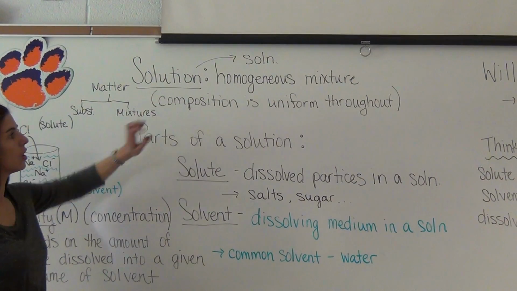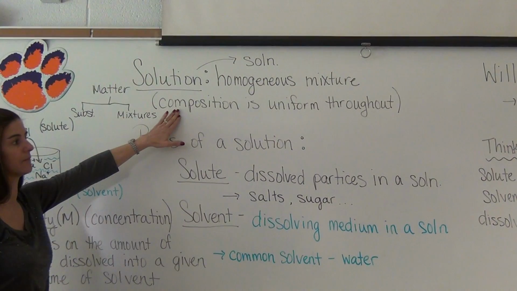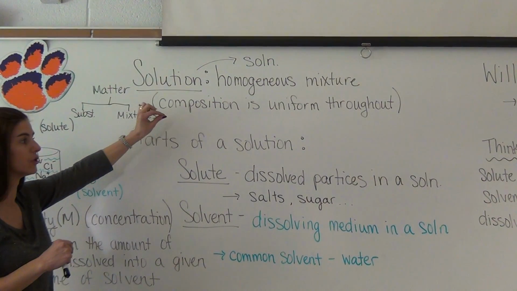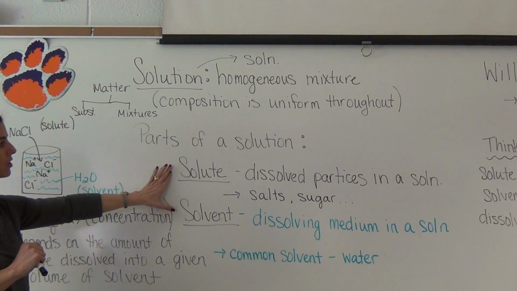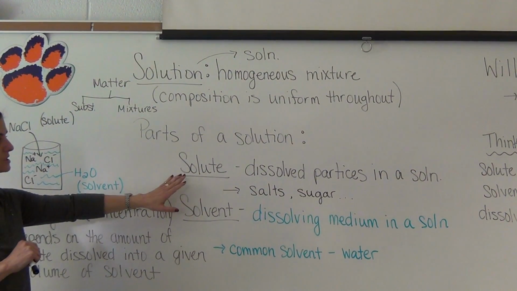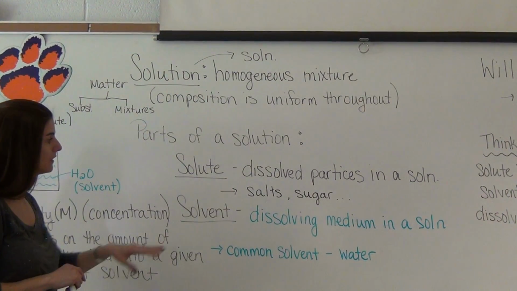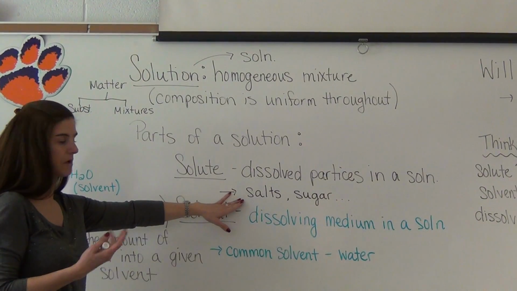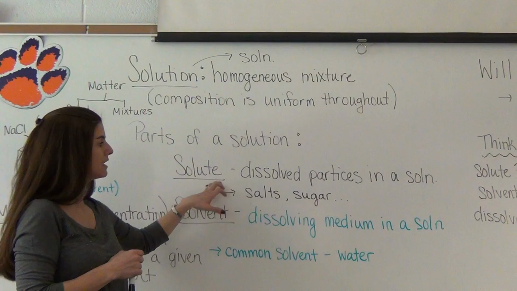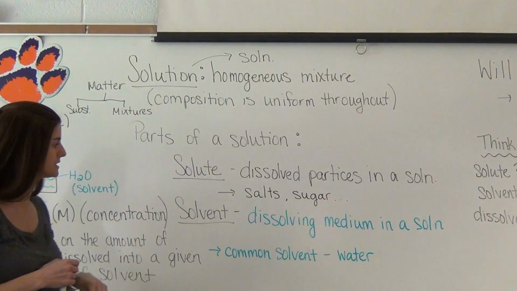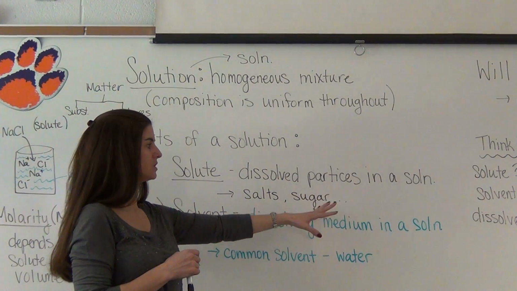But if we look at what a homogeneous mixture is, it's where the composition is uniform throughout. So you're not going to see the individual little particles in a solution. There are two parts to a solution. The first is the solute, which is the dissolved particles in a solution. For example, different salts, ionic compounds. We could have sugar. You can have lots of different solutes, but these are probably the most common ones that you're going to see. And then we have a solvent, the dissolving medium in a solution.